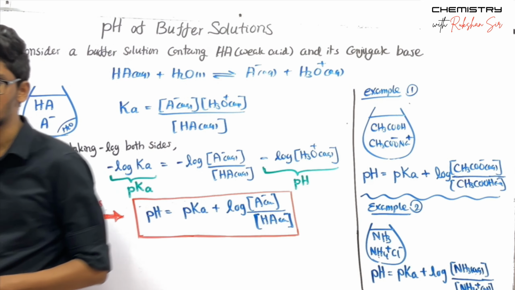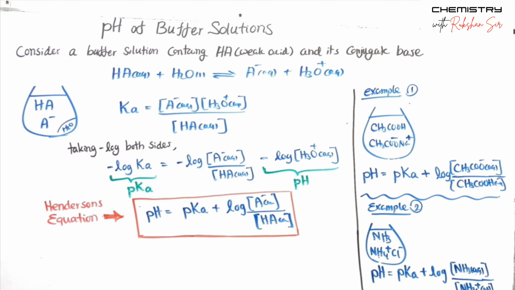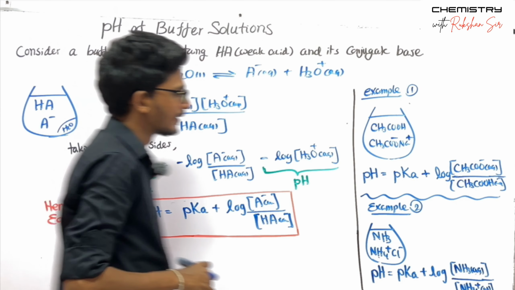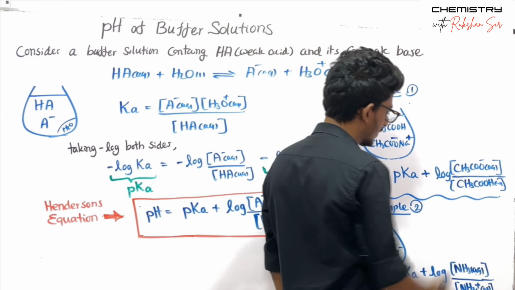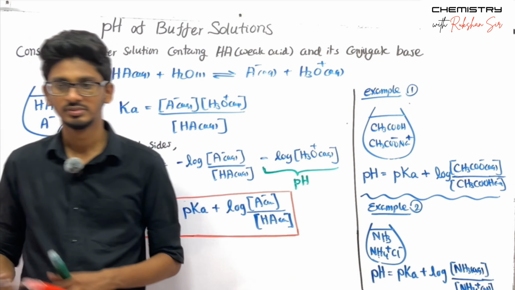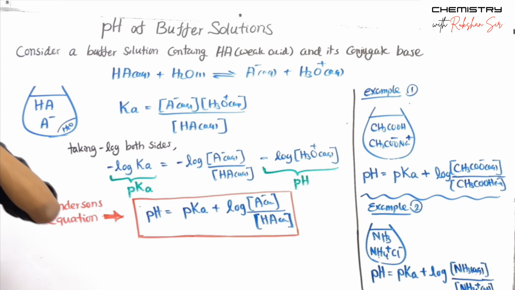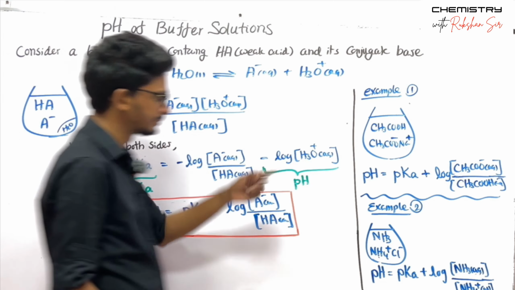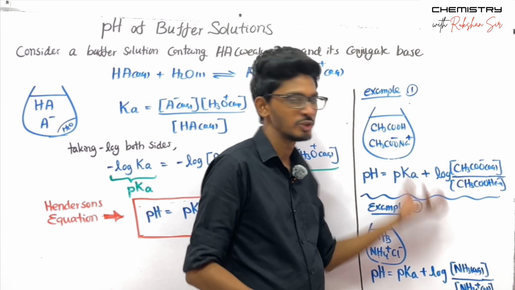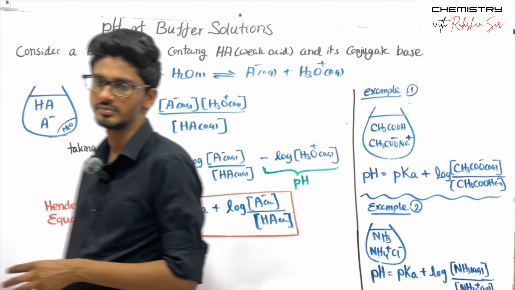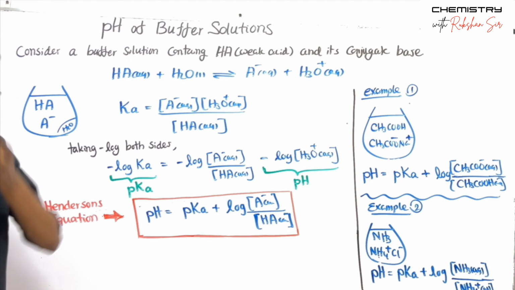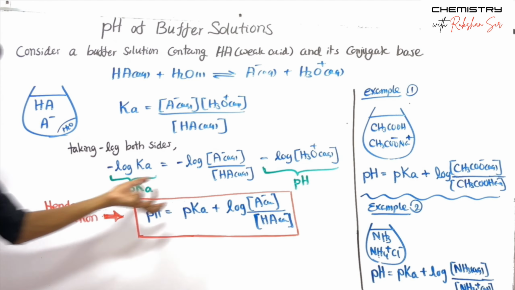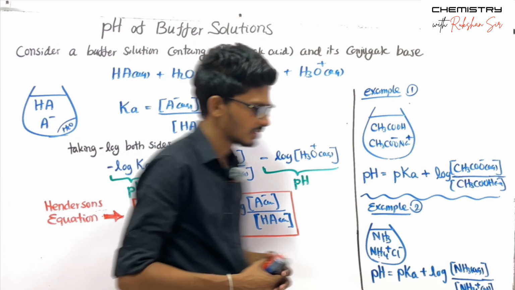That is how we are supposed to use the Henderson equation. For any buffer solution, you can use this with the conjugate pair. That is clear, right? So this equation will be used.